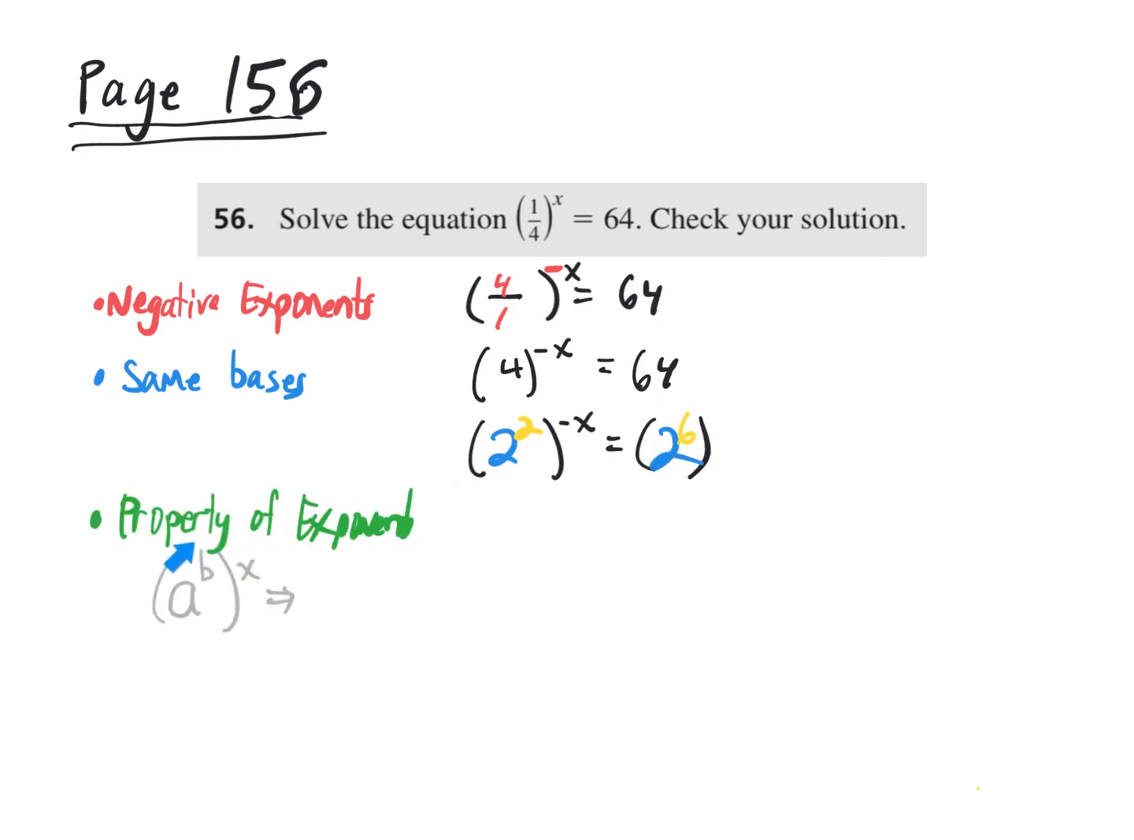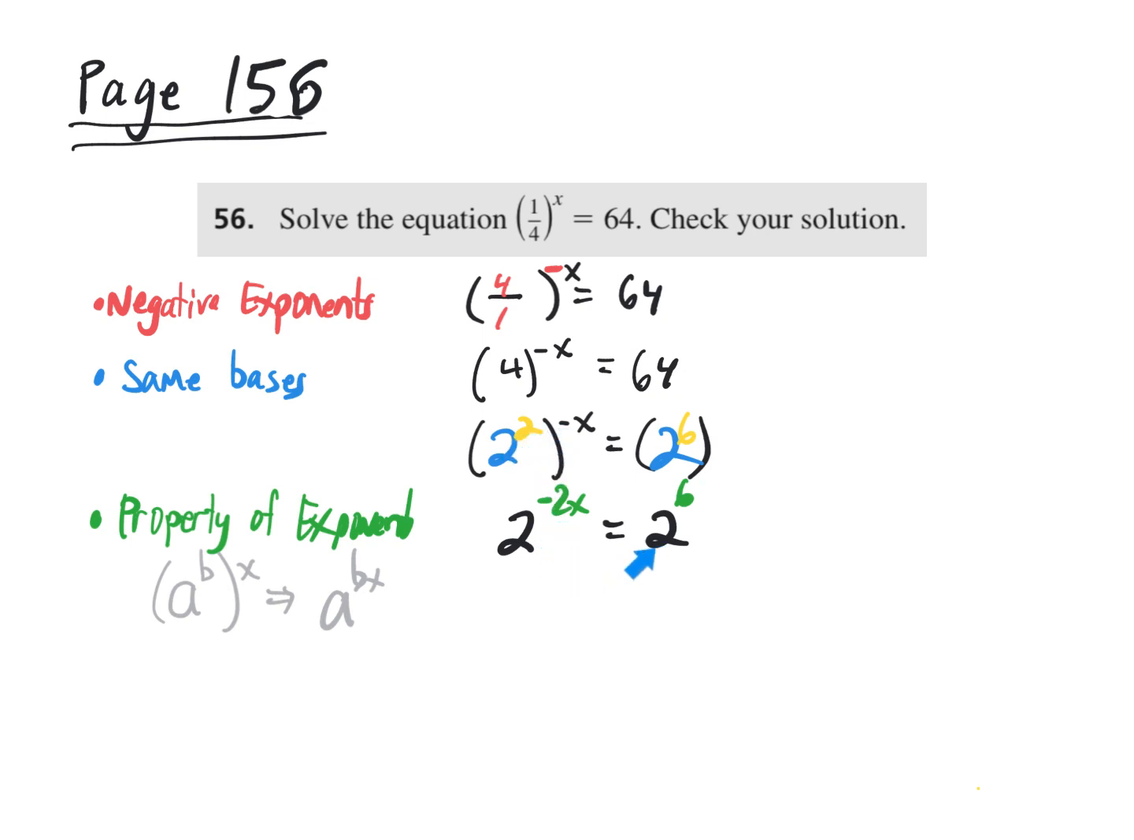There is one more idea we have to use in this problem, the property of exponents. When a base is raised to a power, and that's all raised to a power, we multiply the powers, so we'll have a raised to the power bx. We can apply that right here. Base 2 is raised to the power, so those exponents will get multiplied. 2 times negative x is negative 2x.